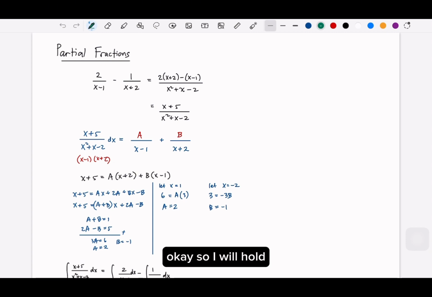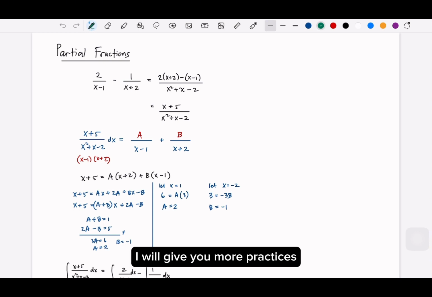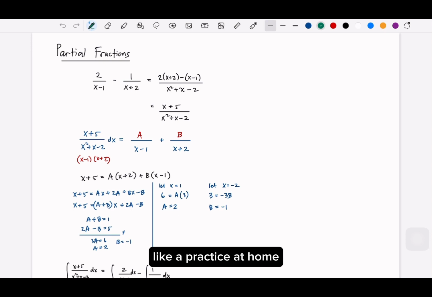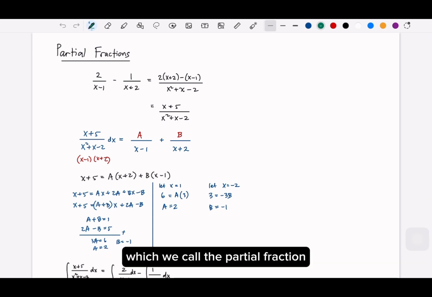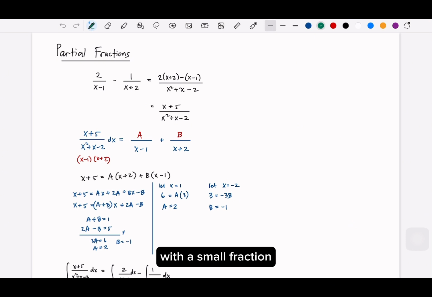Okay, so I will hold this trigonometric substitution for a while. I will give you more practice, maybe next time in class, or maybe just as practice at home. But I would like to introduce another section, which we call partial fractions. Partial fraction is actually how do we separate a fraction and make it into smaller fractions. So like we have a big fraction and we separate it into small fractions.